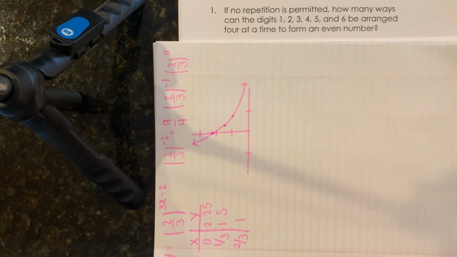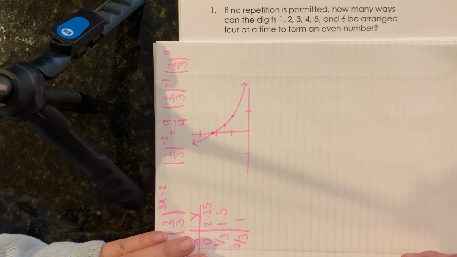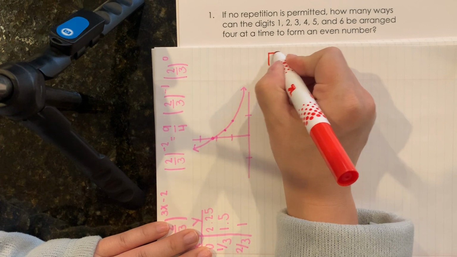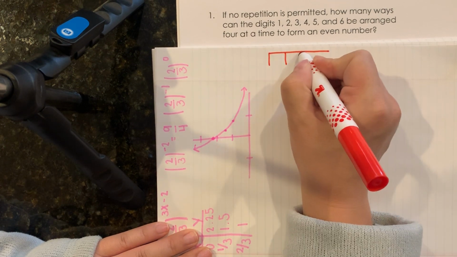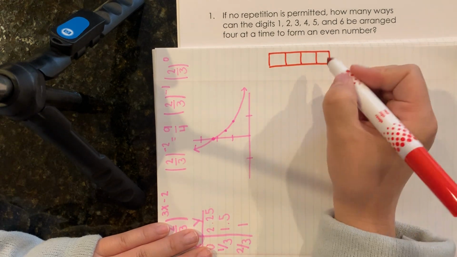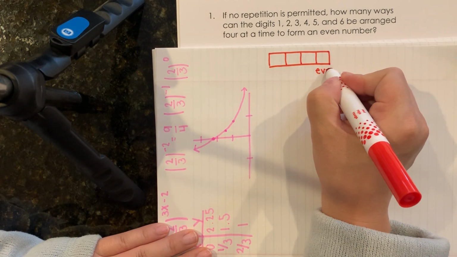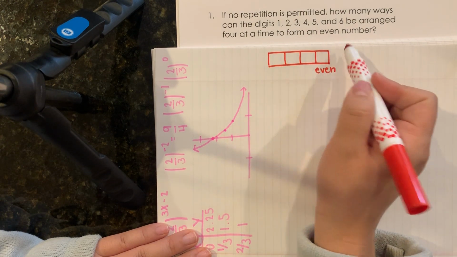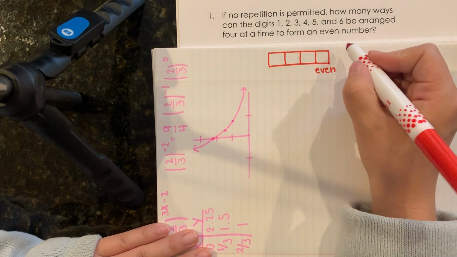So now I'm going to look at number 1. Number 1 says, if no repetition is permitted, how many ways can the digits 1, 2, 3, 4, 5, and 6 be arranged 4 at a time to form an even number? So I'm going to draw 4 boxes. When it forms an even number, that means the last digit has to be even. So 4 at a time, 4 boxes to form an even number. That means the units digit has to be even.